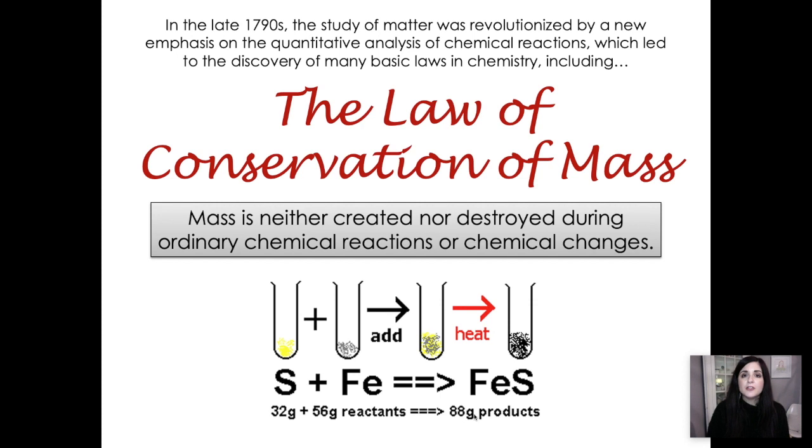That's the law of conservation of mass. The mass that goes into a reaction must equal the mass that comes out. So 32 grams of sulfur and 56 grams of iron will react to form 88 grams of iron sulfide. That's the law of conservation of mass.